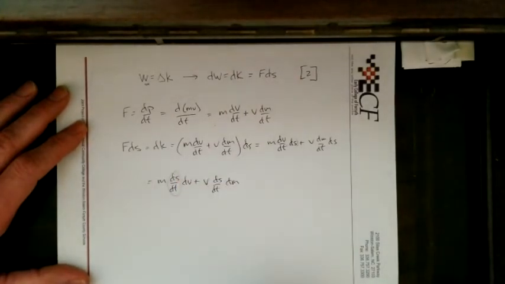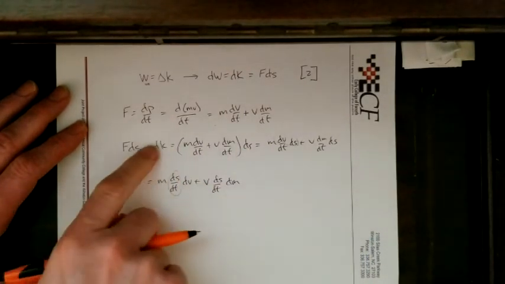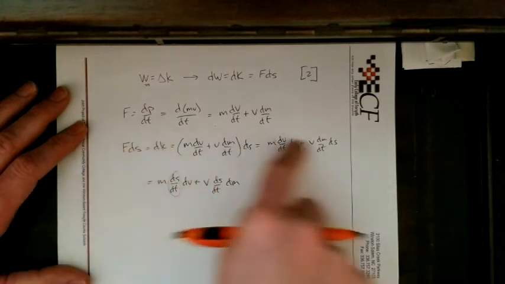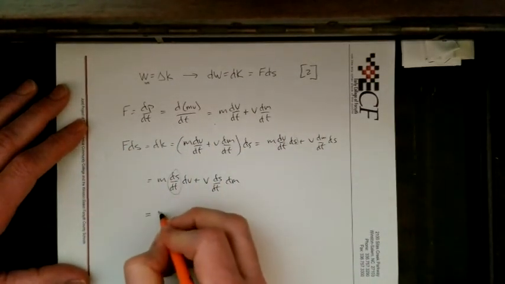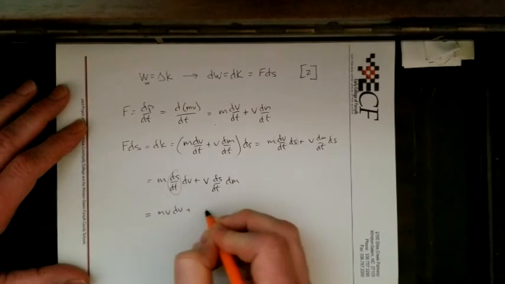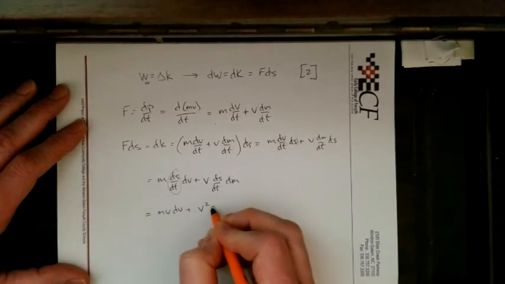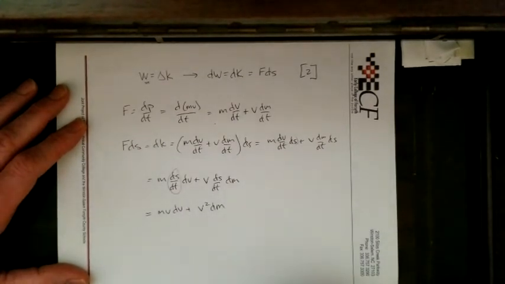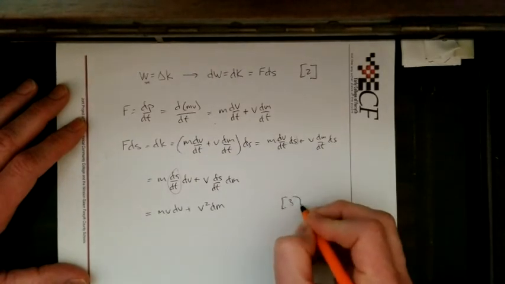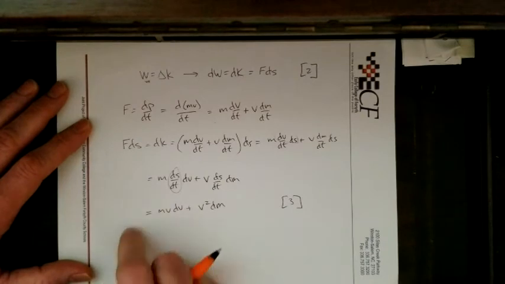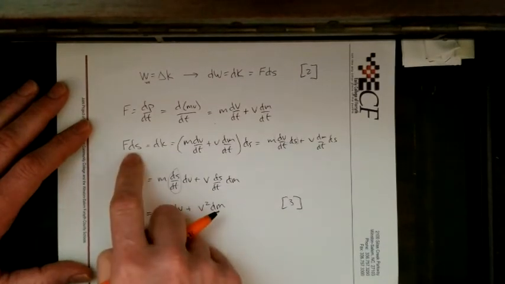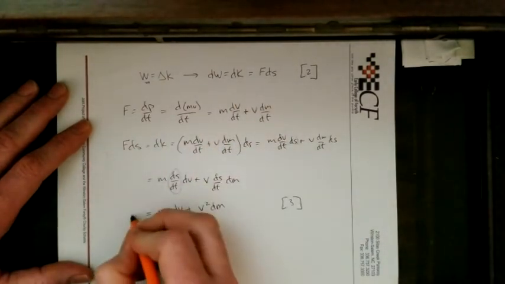Well, ds/dt, s is the position, and the ds/dt would be how fast it's going. So this becomes mv dv plus v squared dm. Call that equation 3. And that's equal to F ds, which is equal to dK.